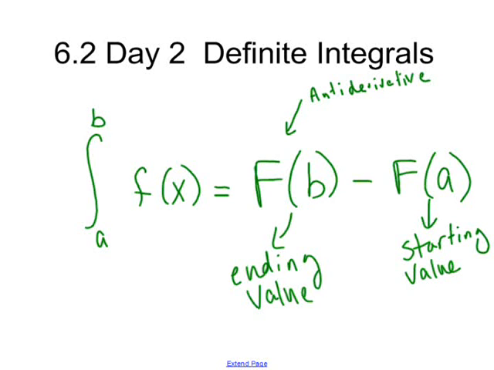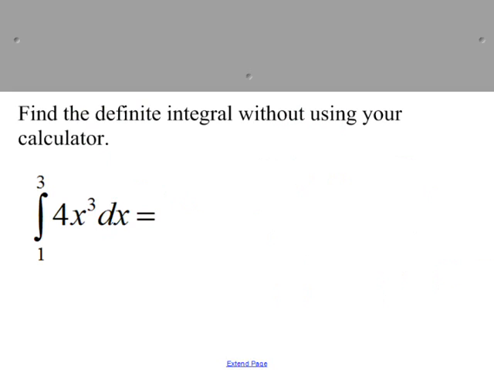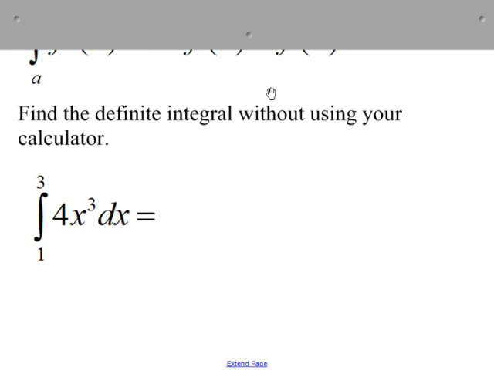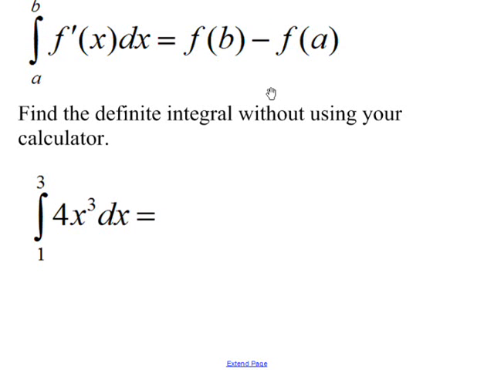Okay, so we are going to now, instead of using our calculator to do this, figure this out by finding the antiderivatives of the functions. Okay, so here's my situation. I have the integral from 1 to 3 of 4x cubed dx. And again, I want to use the fundamental theorem of calculus that tells me if I integrate from a to b of f prime of x, it's just f of b, the antiderivative, minus f of a.